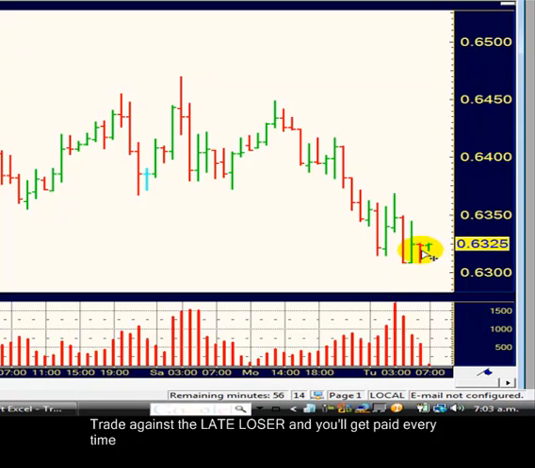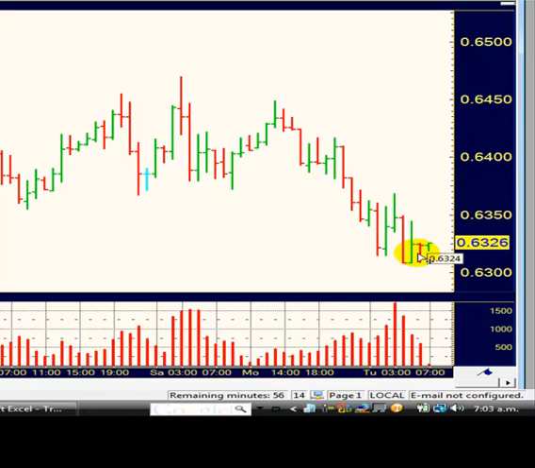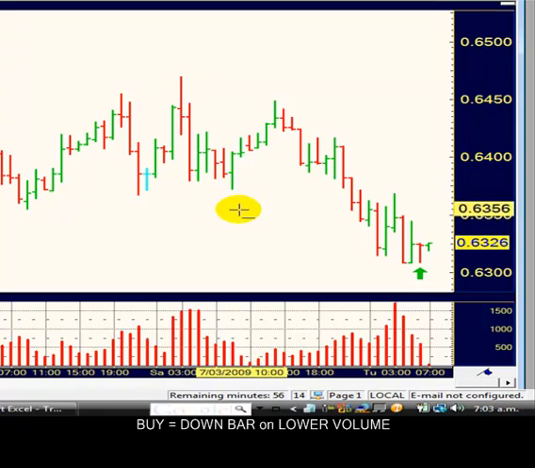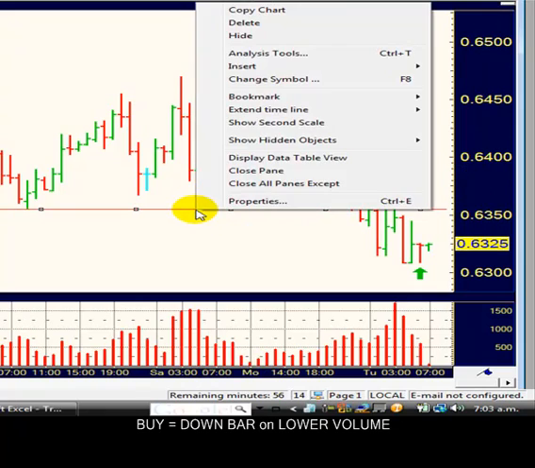Okay, so we took a buy position at the close of this bar here. Let me just put in this sort of market there. Alright, I'll put in a few parameters. First of all, I'm going to put in my target.